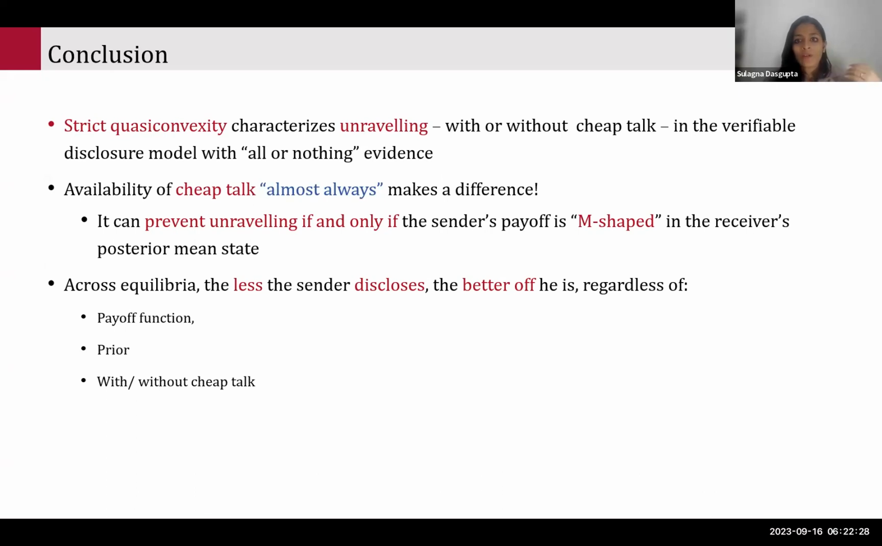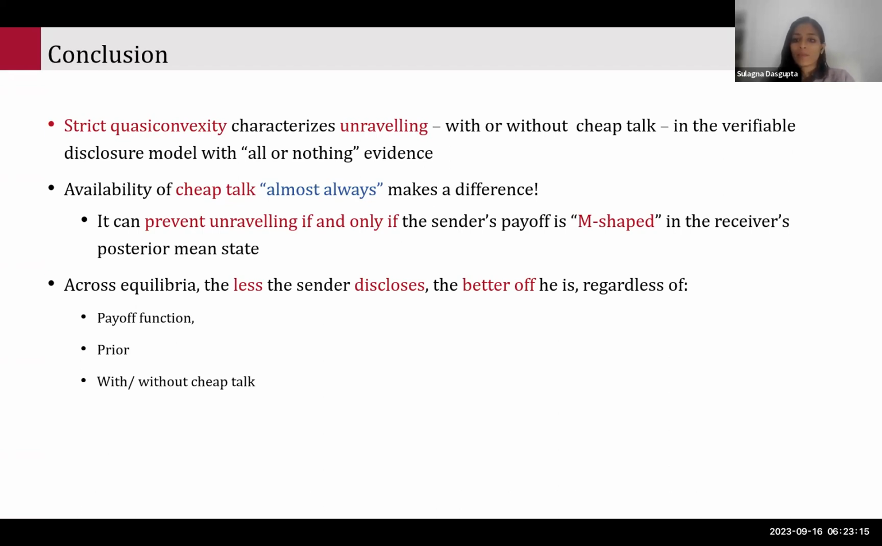So that was all. To summarize, this paper investigates, in the context of this particular simple and canonical model, to what extent allowing for cheap communication alters equilibrium predictions in verifiable disclosure games. It completes the characterization of Milgrom and Grossman to give necessary and sufficient conditions for unraveling, which turns out to be strict quasi-convexity, and that does not depend on cheap talk. I also fully characterize conditions of when cheap talk can prevent unraveling, and that condition is M shape of the payoff function. More generally, I show that for a natural class of payoff functions, whenever non-trivial equilibria exist, cheap talk typically expands the set of equilibria.